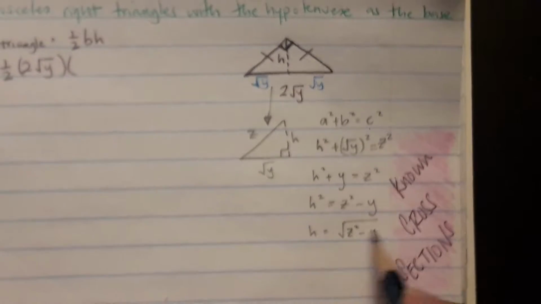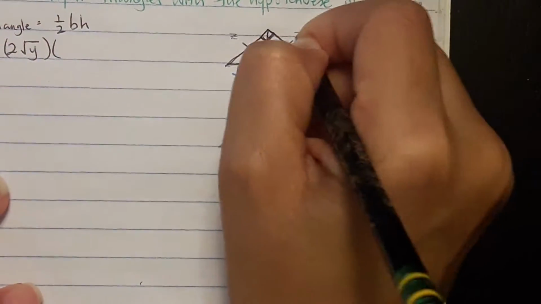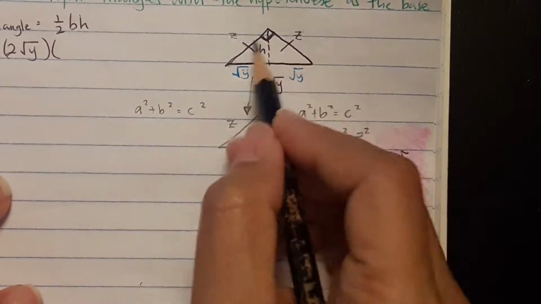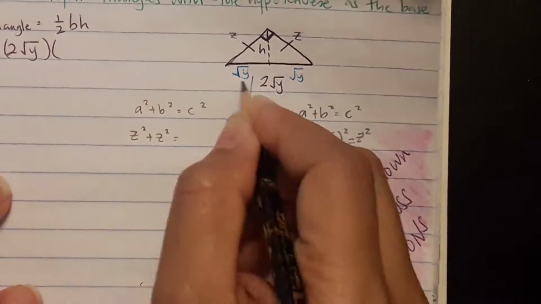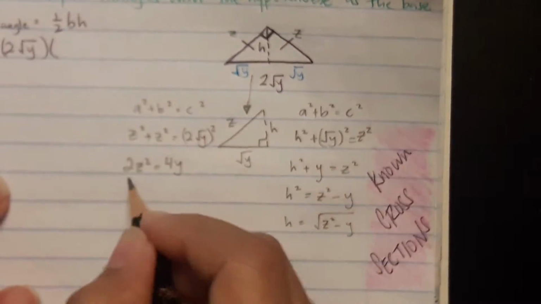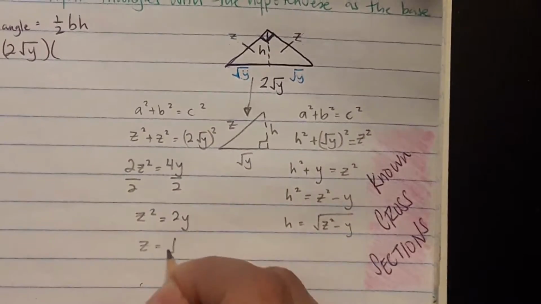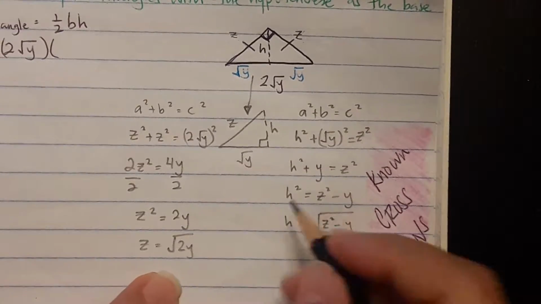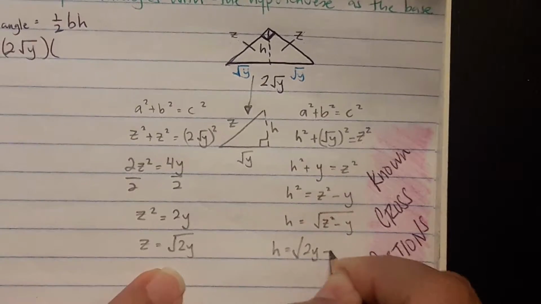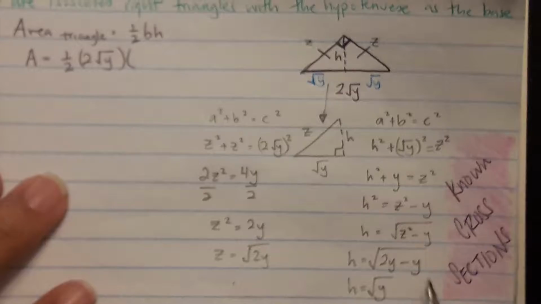So now that's in terms of h, but there's a z in there, so I need to get rid of that z. So what I'm going to do is, again, a squared plus b squared equals c squared, and I'm going to label, because those are my z's, now do it off the big triangle. So z squared plus z squared equals the hypotenuse squared, which is 2 radical y squared. Simplify that, divide by 2, and I'm going to get z squared equals 2y, take the square root. So I get z equals radical 2y, and I'm just going to put in radical 2y where I see z, and it's supposed to be squared, so it's just going to be 2y minus y, which is radical y.